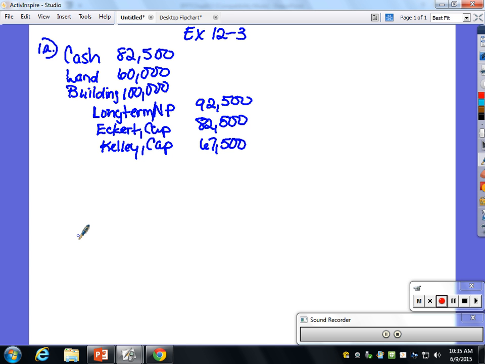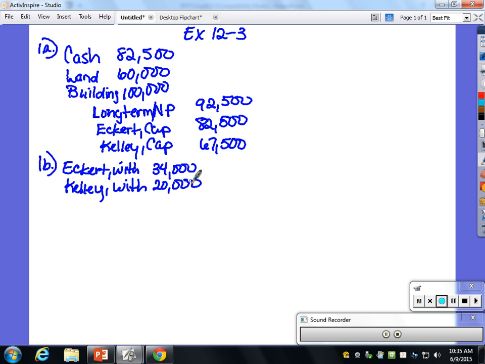Part B says we have to record their cash withdrawals. So how are we going to show what was taken from the business as far as cash? You subtract it from capital. What do we debit? Income summary? We haven't got there yet. Withdrawals. Whose withdrawals? Whoever withdraws. Separate withdrawals. So Eckert and Kelly. How much for Eckert? 34,000. How much for Kelly? And what do we credit? Cash. What's the total amount of cash? 54,000.